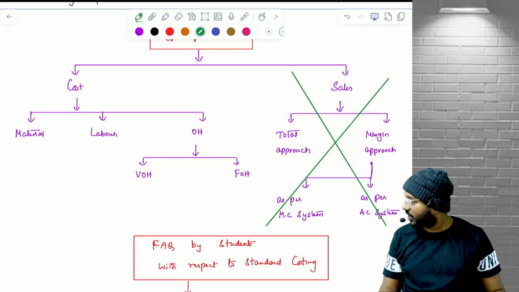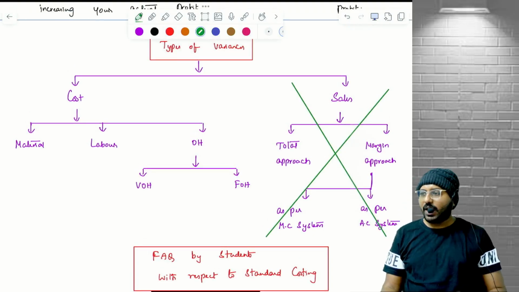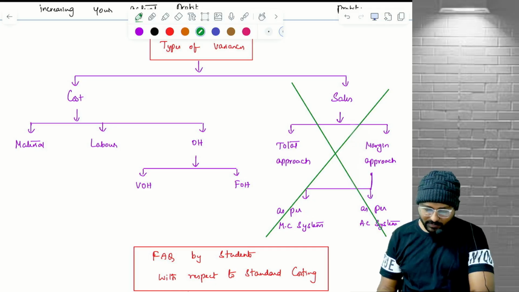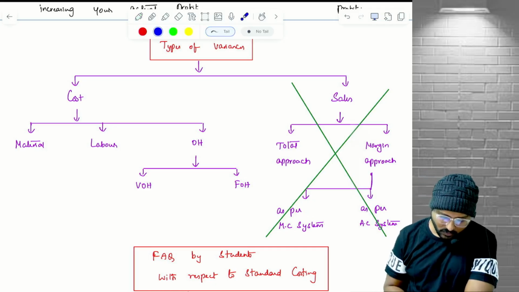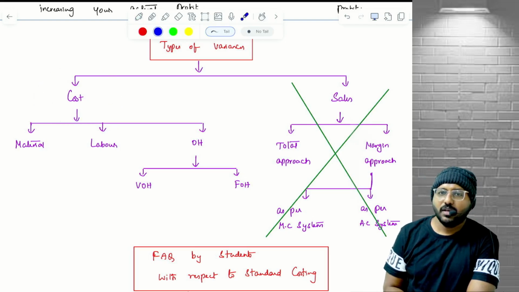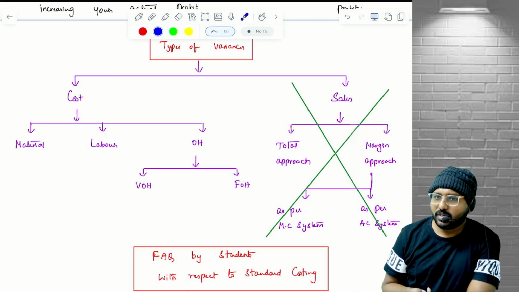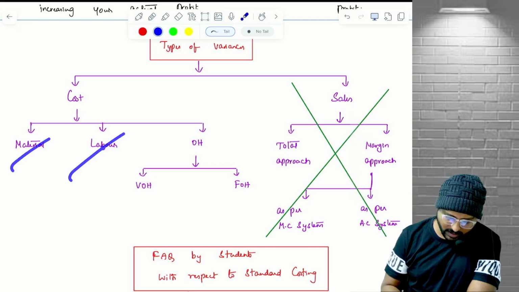This one thing I forgot. That's okay. You don't have sales variances in your syllabus. Earlier it used to be. Now, only cost variances. Under cost variances, how many are there? We know the elements. There are three elements: material, labor, overheads.